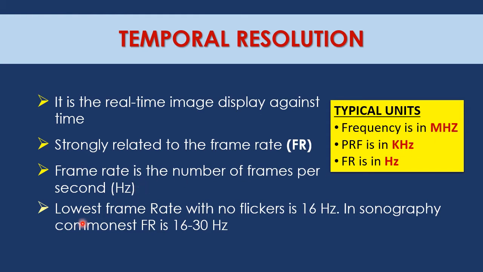Okay, the lowest frame rate with a flicker-free display to the human eye is around 16 hertz. So at 16 frames per second, the human eye can perceive them as a continuous display without flicker. In sonography, the frame rate in ultrasound machines usually goes from 16 to 30. 16 is the lowest flicker-free frame rate, and 30 is the average, or the highest frame rate the ultrasound machine can display on average.